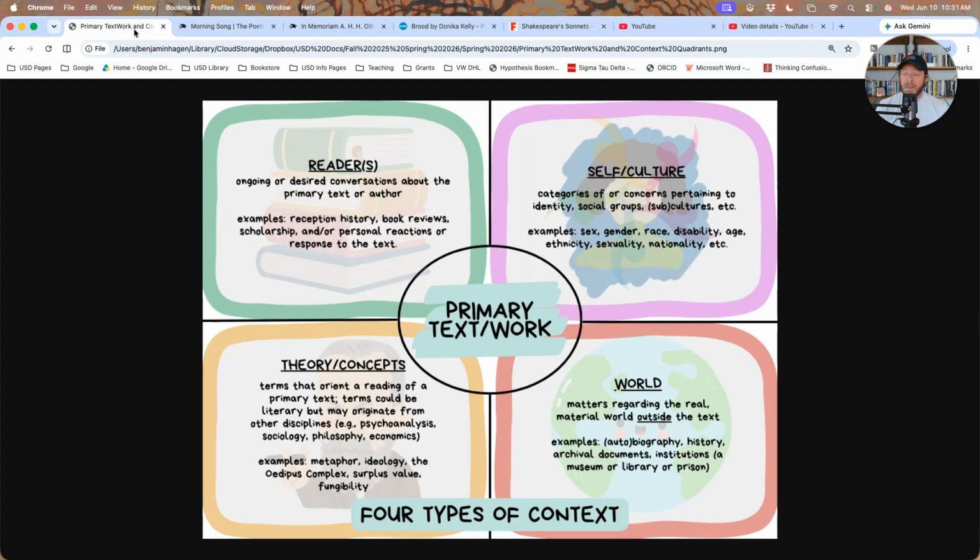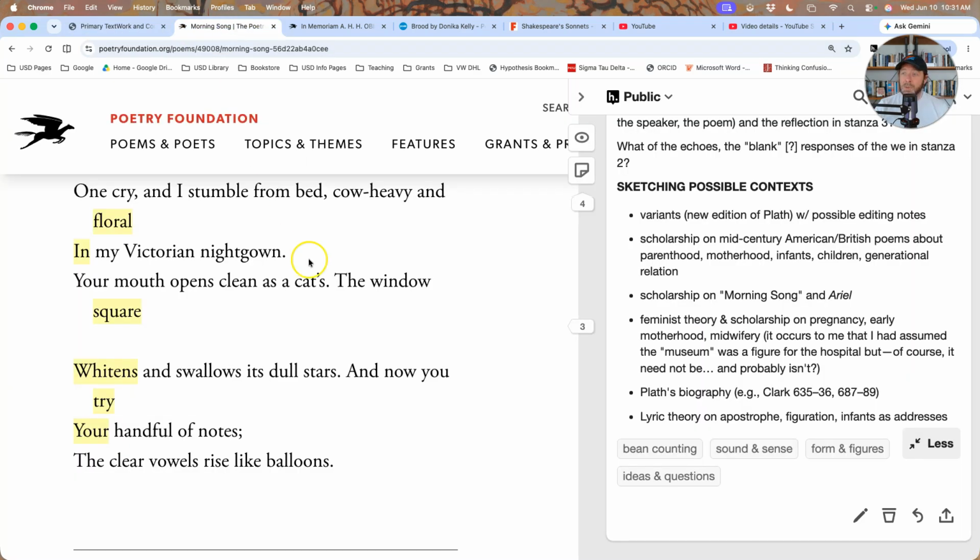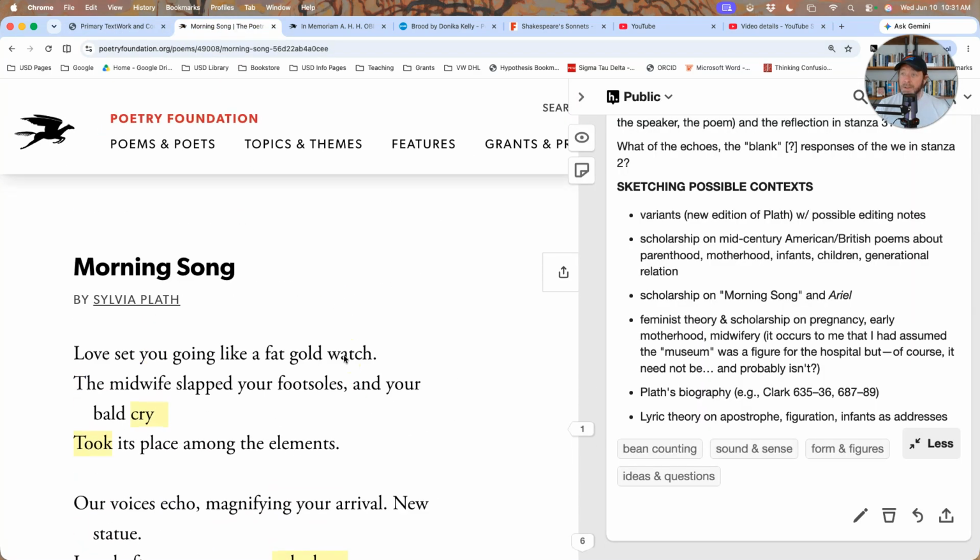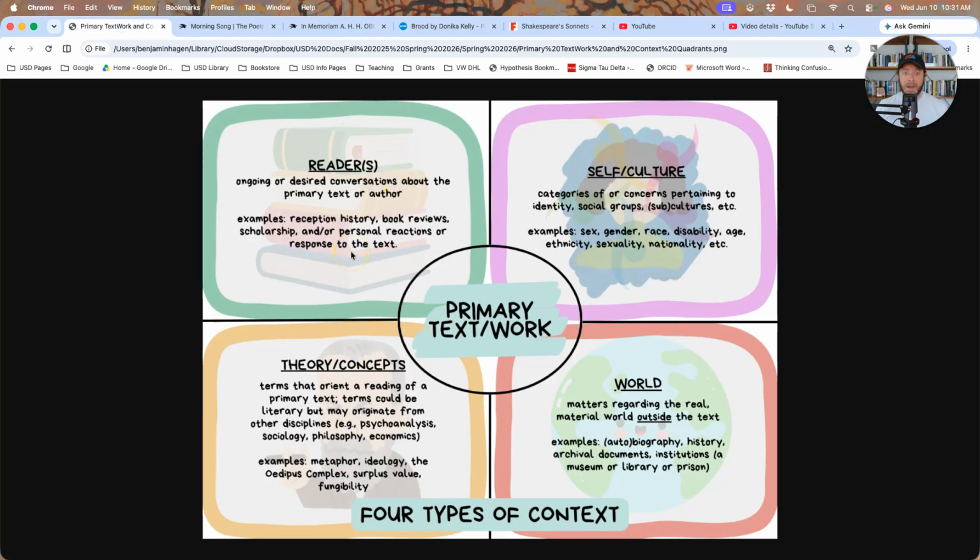And this might mean thinking about the reception history of that text or of the author, book reviews. If a book was published in the early 20th century, did someone write about it? In the case of Morning Song, which was published in the collection Ariel after Plath's death, what were the book reviews for that poetry collection? Do they mention this poem? Right. So these might be things I would want to go find out and think about.